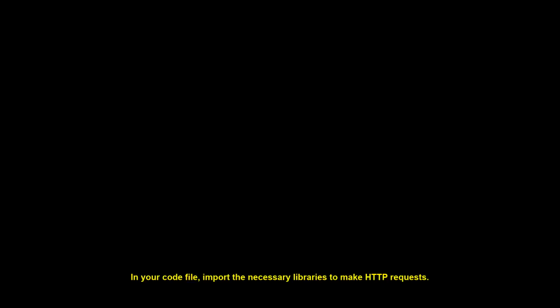In your code file, import the necessary libraries to make HTTP requests. Use a secure method to store your API key, such as environment variables. Write a function that will handle the authentication process. Inside this function, set up the request headers to include your API key.